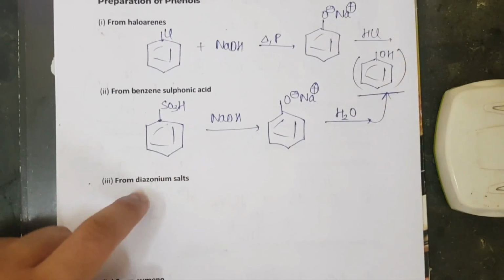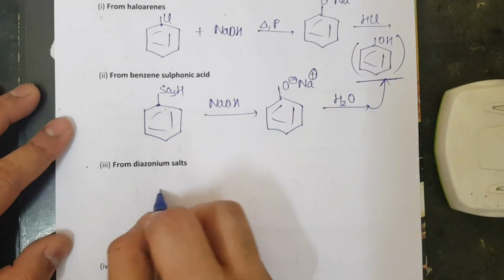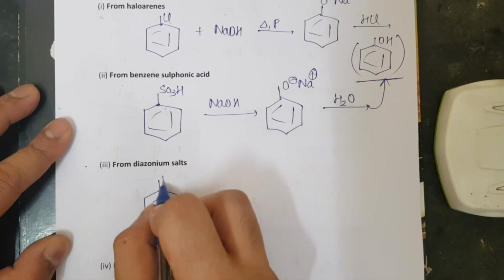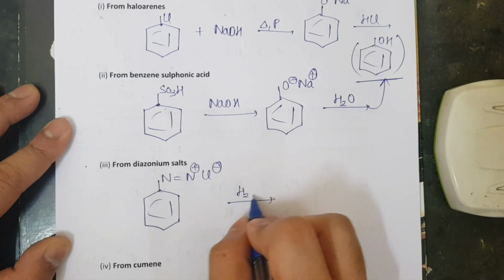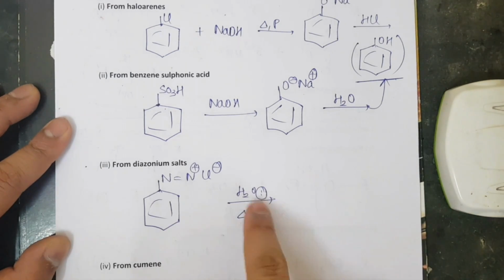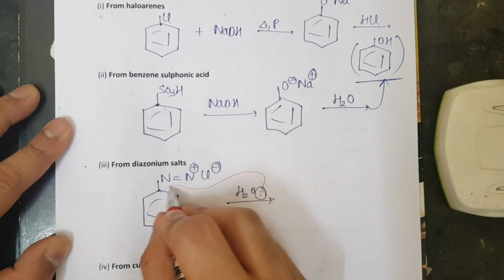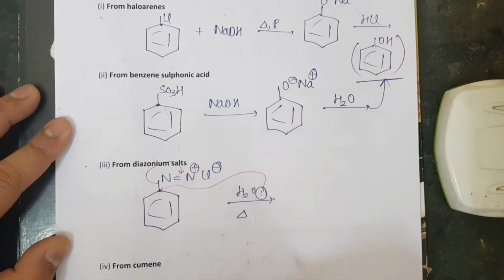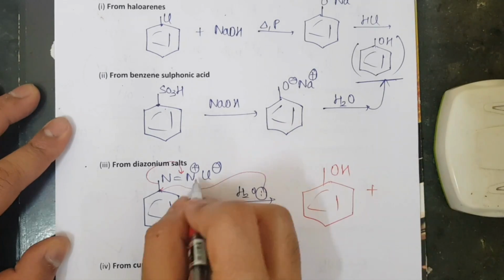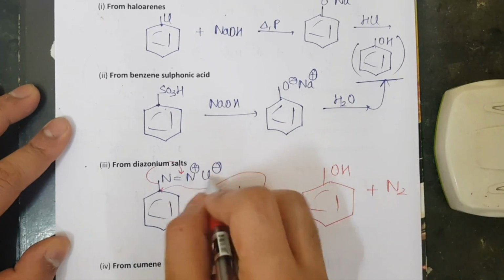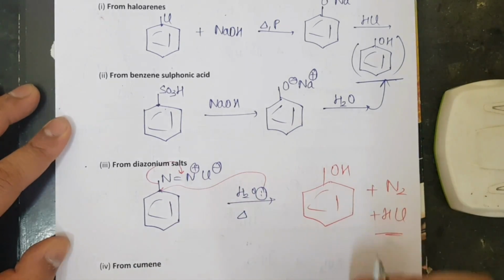Okay, now we have diazonium salts. I have told you what diazonium salts are. When we have N double bond N plus Cl minus, we take H2O, heat. What will happen? This lone pair would go attack this. Nitrogen is released, giving me the formation of phenol from here. N2 gas will be released. H and Cl would give me the formation of HCl.